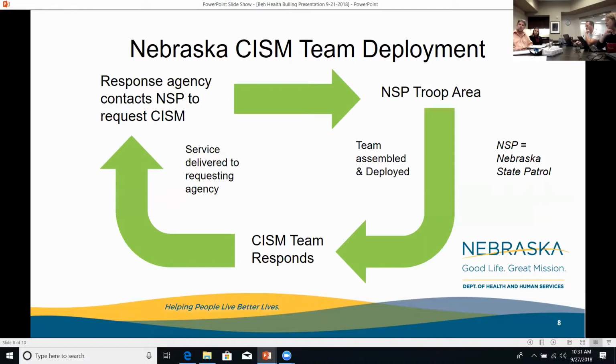The team responds directly to the agency making that request, and they will not go through the processing center, and generally they won't even go to the staging area or the incident site. So that's a big difference in the way the CISM team versus other disaster volunteers are deployed.